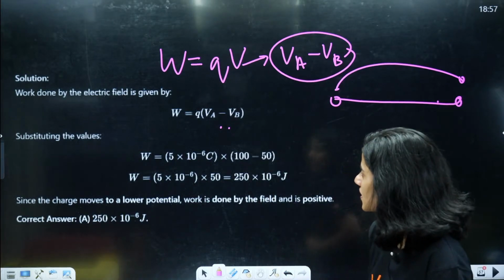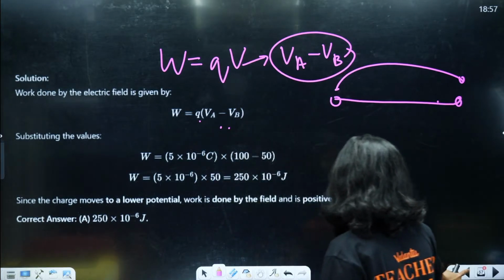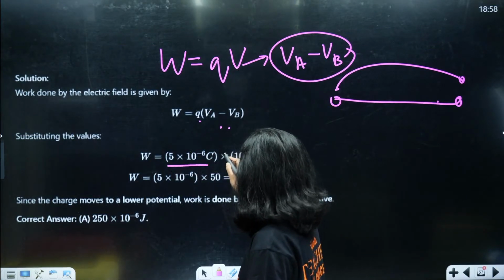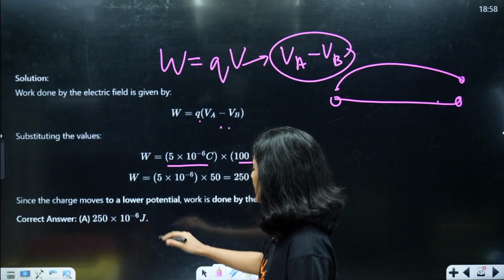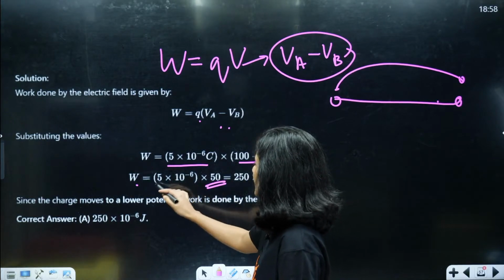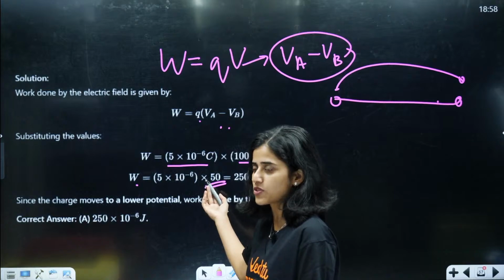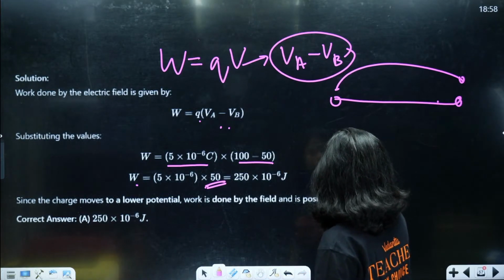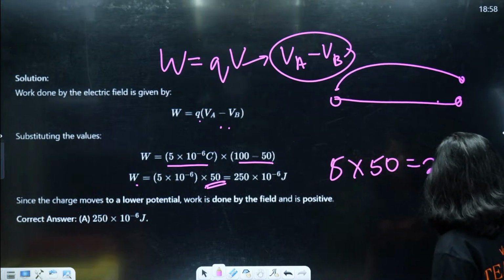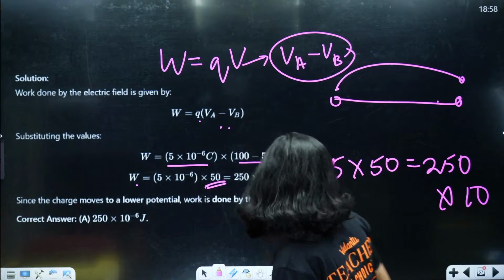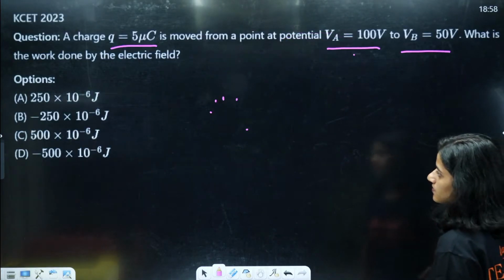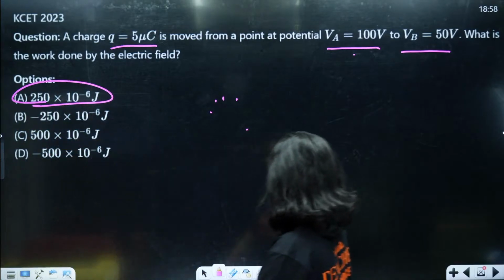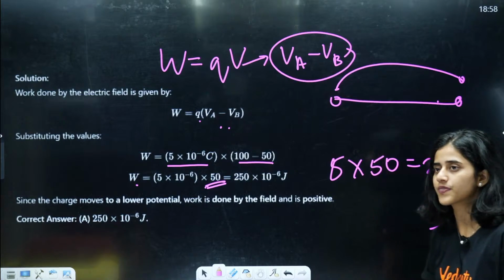Last question. Okay. So what happens? So W would be Q. What is your Q? Q is 5 microcoulombs. So 5 into 10 raised to minus 6 coulombs, into VA is 100, VB is 50. 100 minus 50. So W would be 100 minus 50 is 50. 5 into 10 raised to minus 6. So we just have to do 5 into 5, which is 25, and then put a 0. See, 5 into 50 is 250 into 10 raised to minus 6. So which option is it? It is option A. Yes, it's option A. Very good.